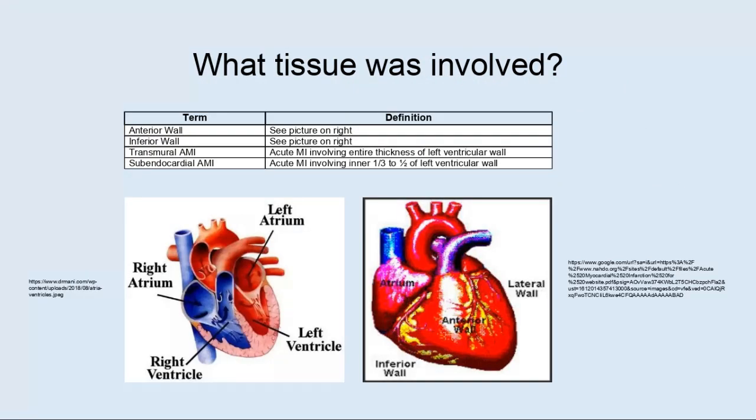What tissue was involved? So we have codes for anterior wall, inferior wall, transmural, and endocardial. So on the right, you see the anterior wall, the inferior wall. Transmural is, here's the ventricle, so it goes all the way through the ventricle wall. Subendocardial goes partway through the ventricle wall.